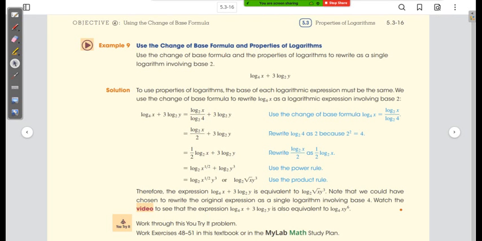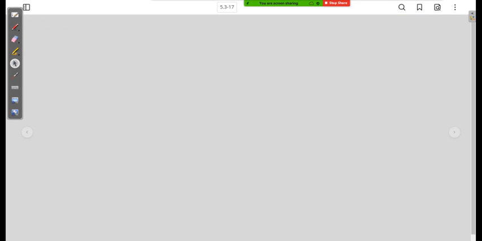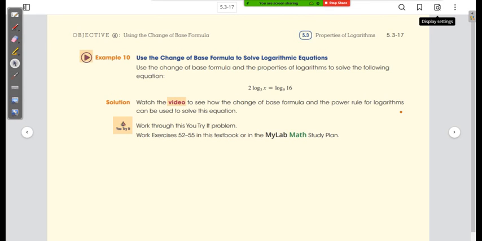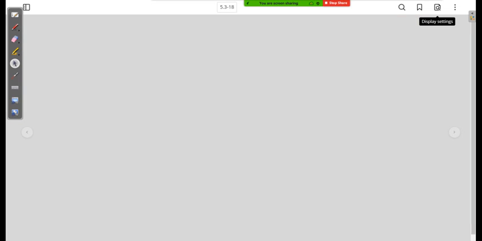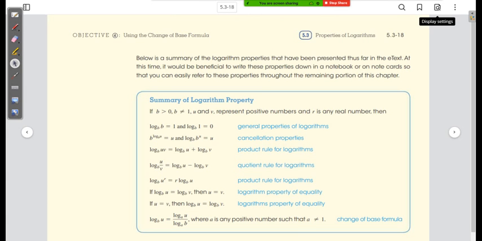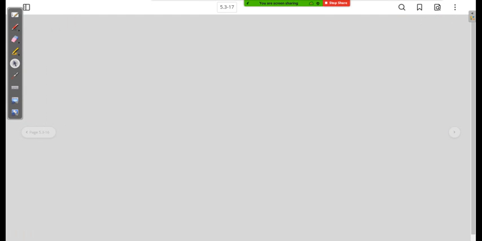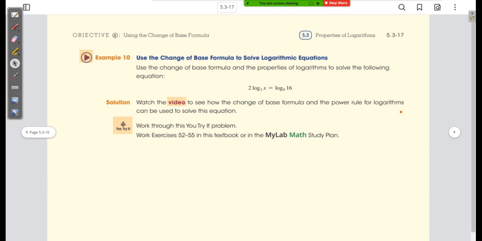And I think we're off to the last one here. Yeah. All right. So last problem for the day, for the week. Okay. So this reads: use the change of base formula and the properties of logarithms to solve the following equation. All right. So we have 2 log base 3 of x is equal to log base 9 of 16.